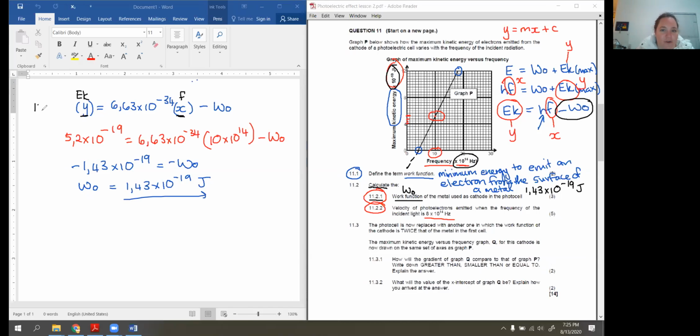So that was 11.1. Then we move on to question 11.2, which asks you to calculate the velocity of the photoelectrons emitted when the frequency of the incident light is 8 times 10 to the 14. Now you have two choices here. You could, if you wish, since you've worked out the work function, take this value, plug everything back into the equation and solve. But you could also just use your graph.